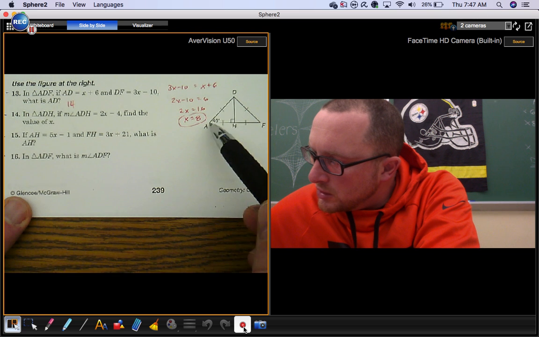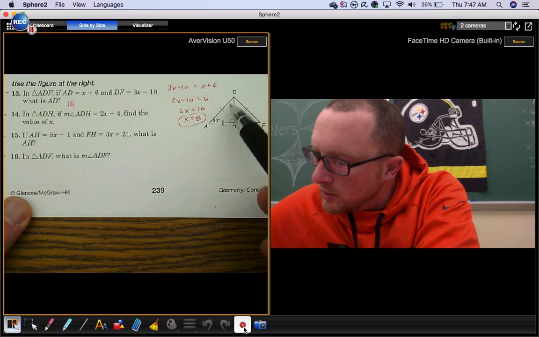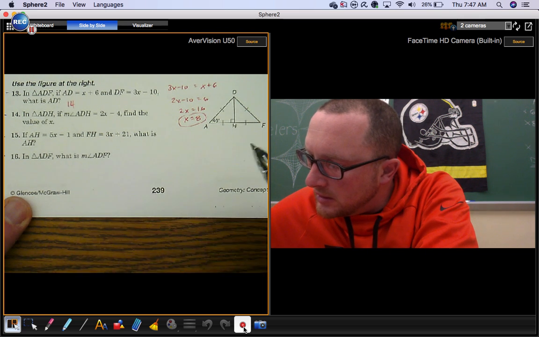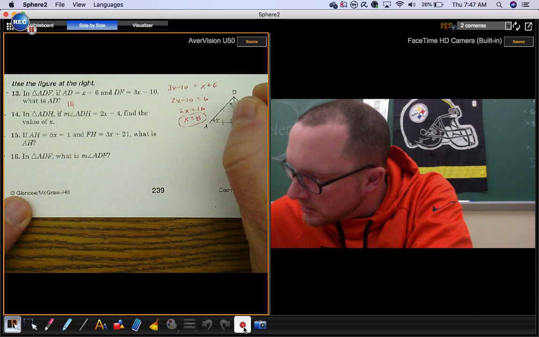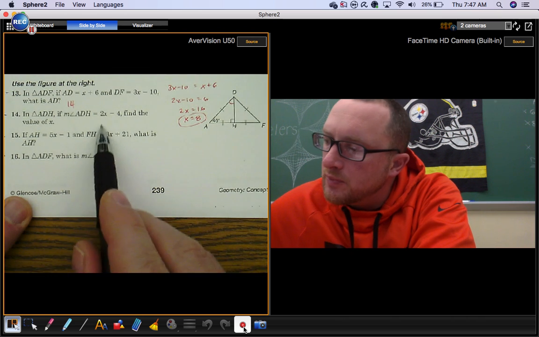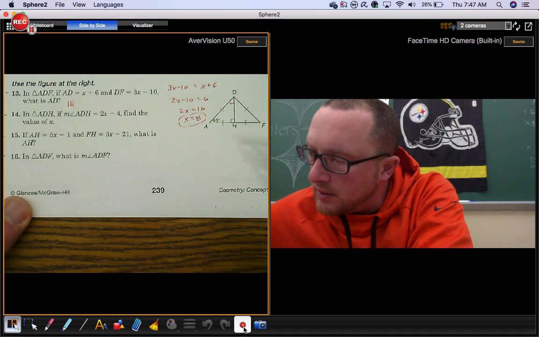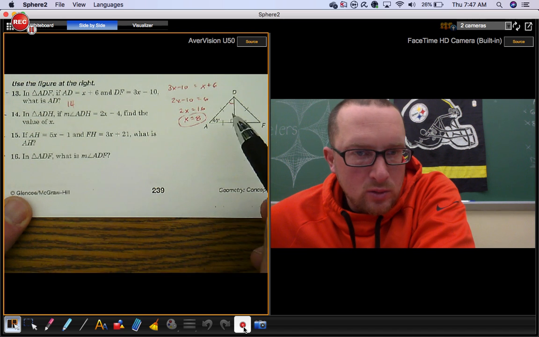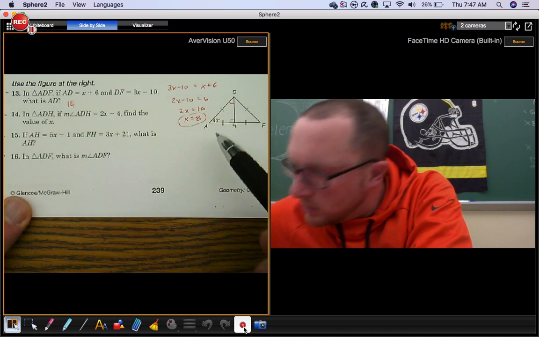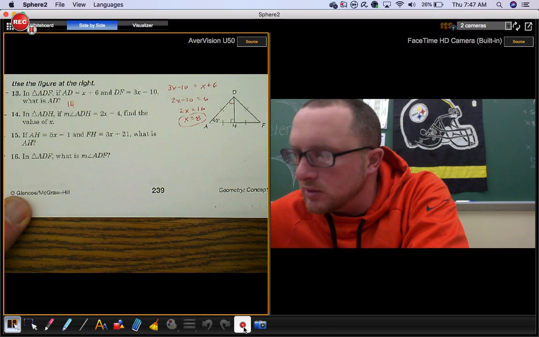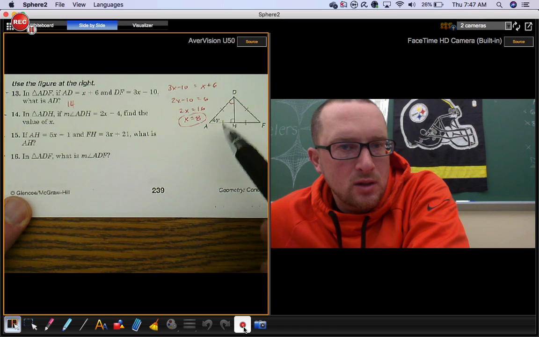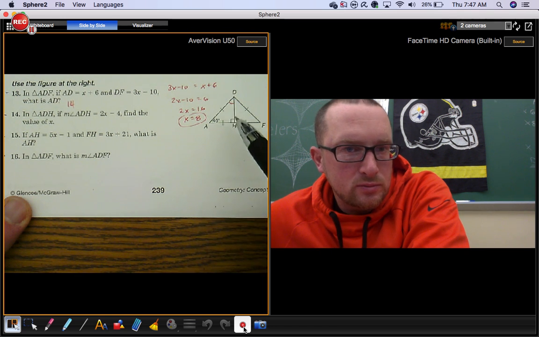In number 14, triangle ADH, that's this little guy over here now. The measure of angle ADH, that's this guy, is 2x minus 4. Find the value of x. Well, they don't give you anything else, but you know this angle here is 46 degrees. This triangle is congruent to this triangle.